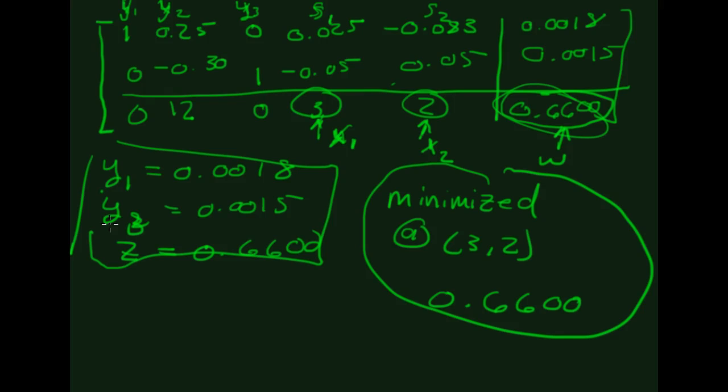So basically our slack variables in one problem are the control variables in the other. So let's walk through one more of these at a more brisk pace and see if we can understand what's going on here.